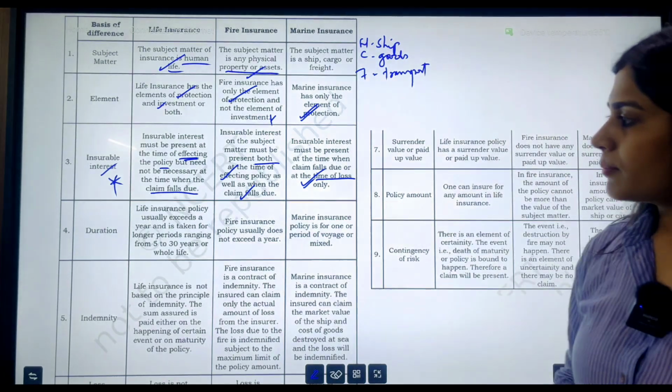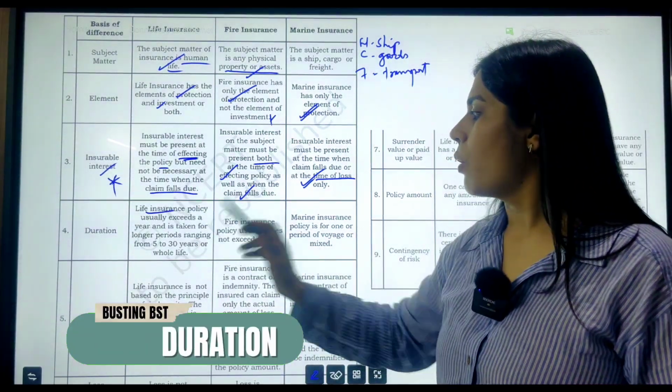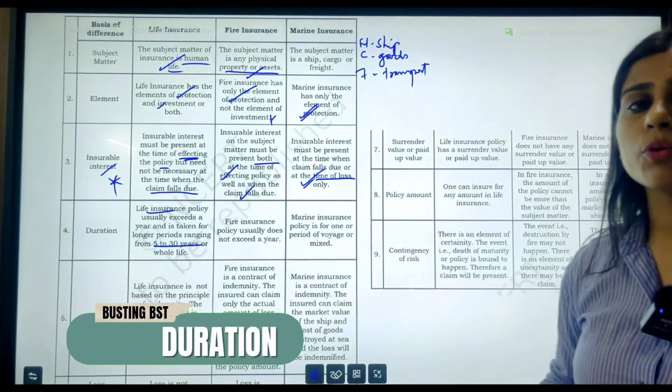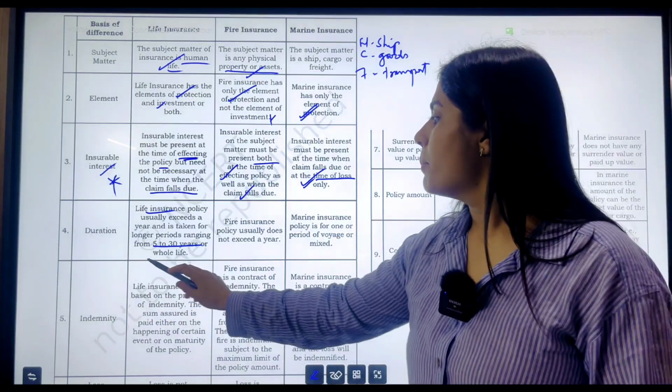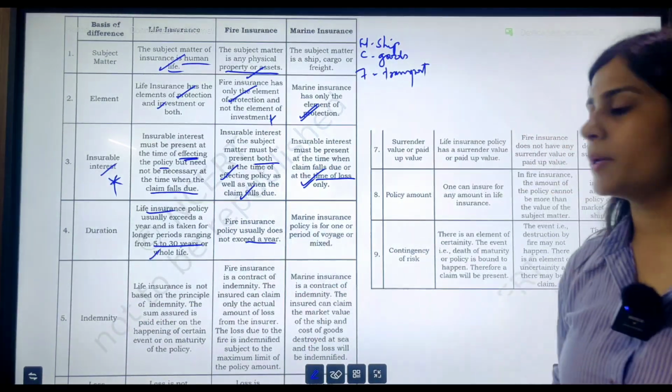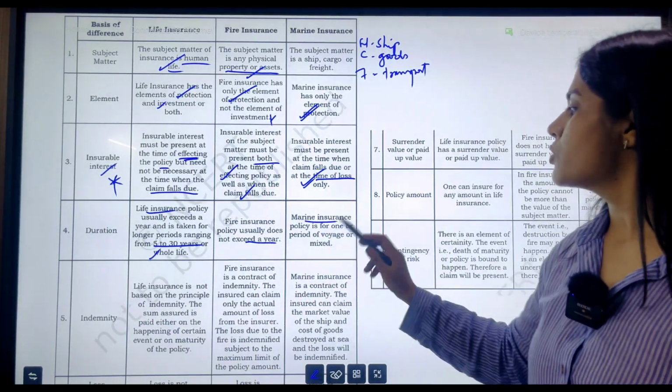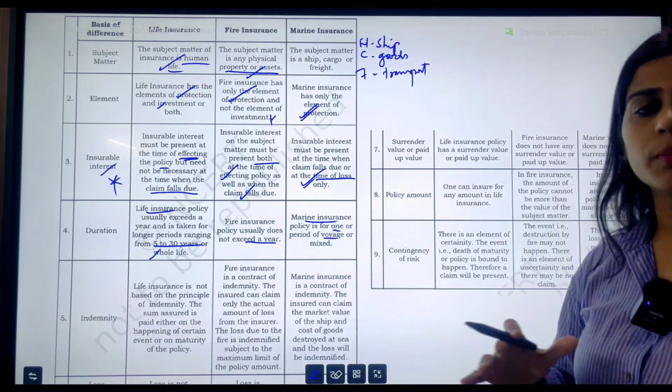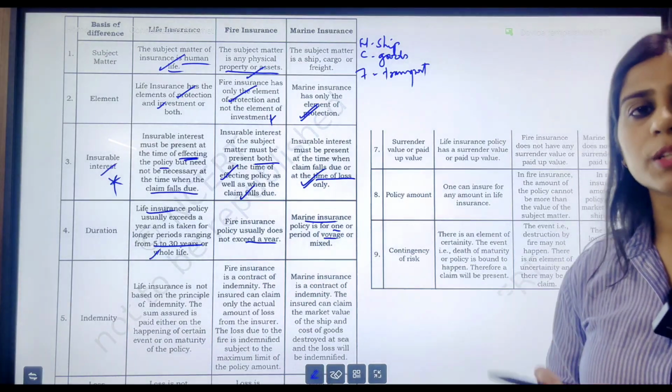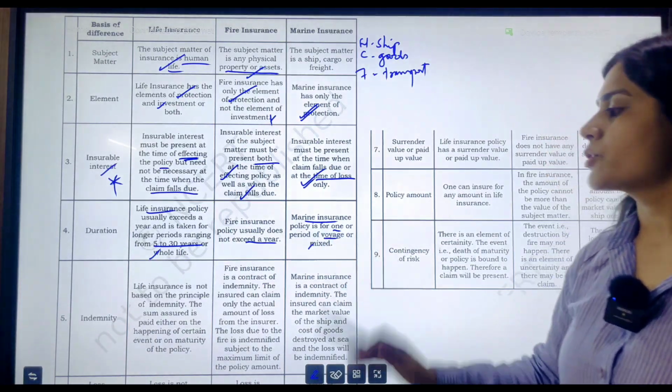And duration: life insurance is generally for a longer duration, from 5 to 30 years or maybe for the whole life of a person, but fire insurance is usually for a period of 1 year. Similarly, marine insurance is for a particular period, or for one particular journey or voyage, or it can be a mix of both.